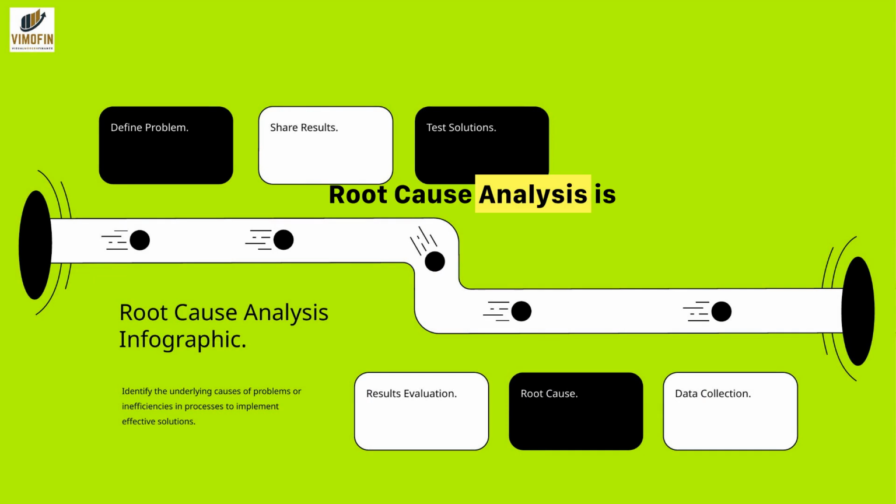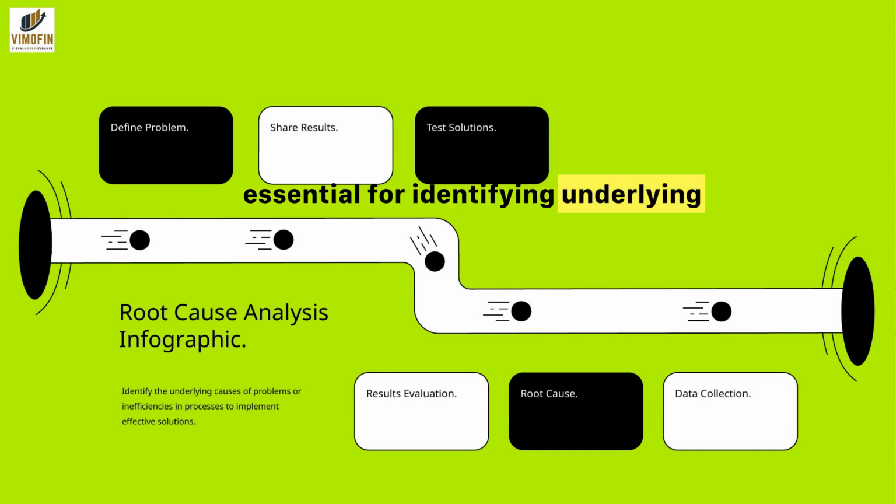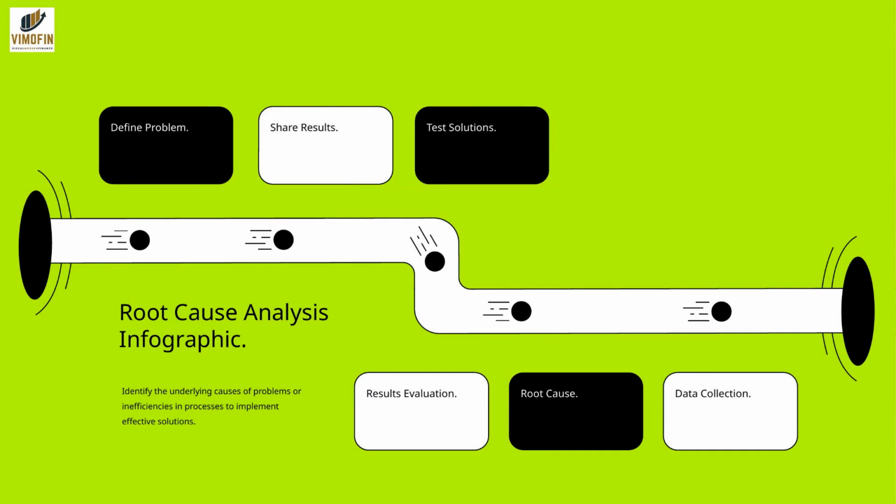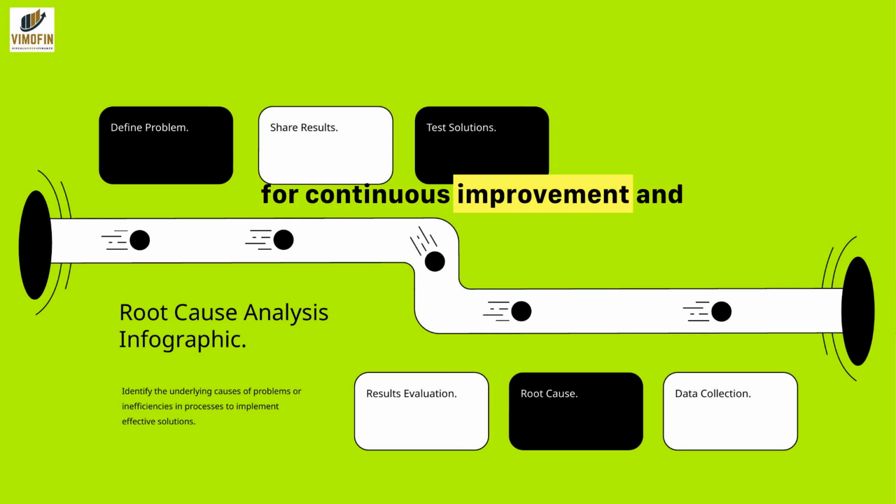Root cause analysis is essential for identifying underlying issues in processes. Start by defining the problem and collecting relevant data. Analyze to find the root cause, then test potential solutions. Evaluate results to ensure effectiveness. Sharing findings is crucial for continuous improvement and preventing future issues.